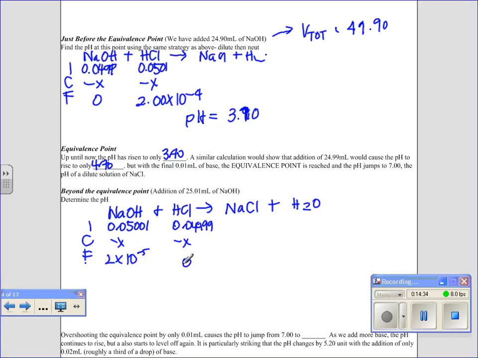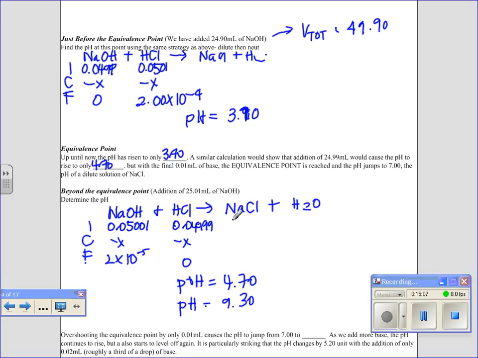the difference. So now at this point beyond the equivalence point, the sodium hydroxide is actually in excess in a concentration of 2 times 10 to the negative 5. So this being a strong base dissociates completely. So I know the hydroxide concentration is 2 times 10 to the negative 5. So I can calculate the pOH of 4.70, and the pH is therefore 9.30.